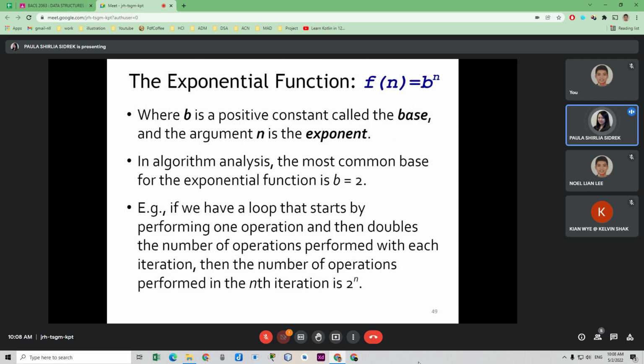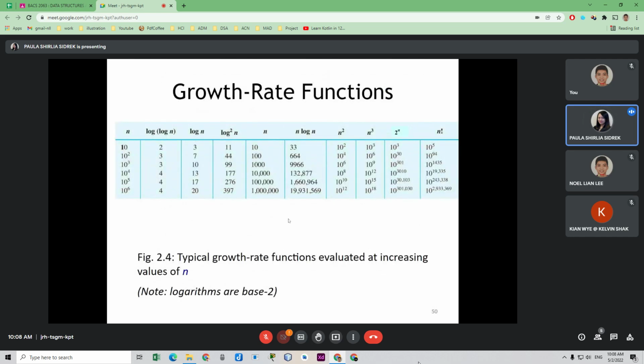All right, f(n) = b^n, where b is a positive constant called the base, and the argument n is the exponential value. Yeah, read on that one. Yeah, this is for your information.